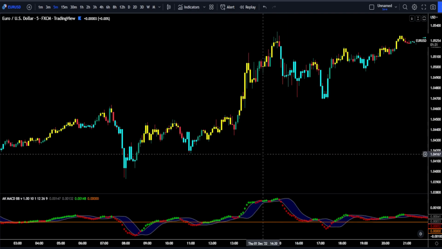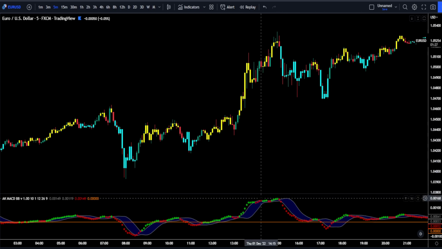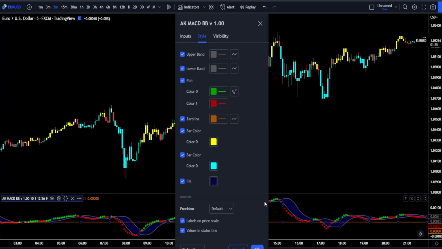Now we're going to have to make a few changes for this indicator to optimize it for this strategy. And to do so, we just need to come across here and double click on it. Then in our style section, we're just going to be removing these two bar colors.